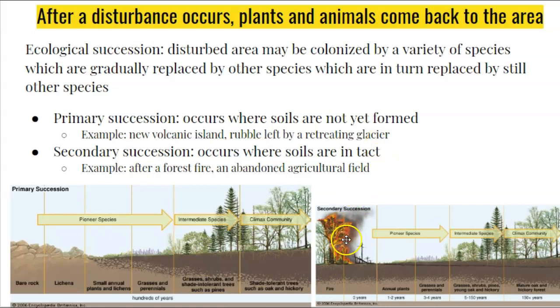So if there's a forest fire, basically a couple years out, we start seeing some annual plants. These are plants that come and go, but every winter they die. And then next we get some grasses moving in. We get some perennials, things that don't die during the winter. Then next we get some pines and oak trees and hickory. And then we get some bigger trees. So you see how that slowly starts building back up again. That's succession, the order in which things rebuild after a disturbance.